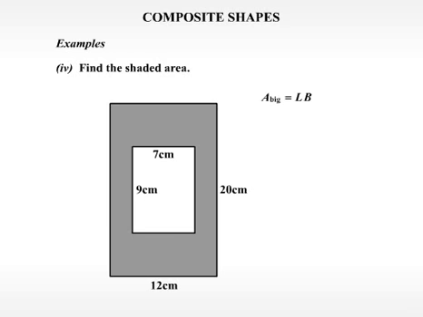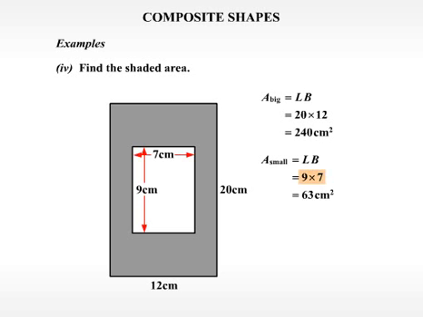So we write the area of the big shape, the big rectangle, length times breadth. Length is 20, the breadth is 12, so it equals 20 times 12, and that works out to be 240 square centimetres. Then we need to find the area of the smaller rectangle, which is 9 by 7. So it equals 9 times 7, and that is 63 square centimetres.